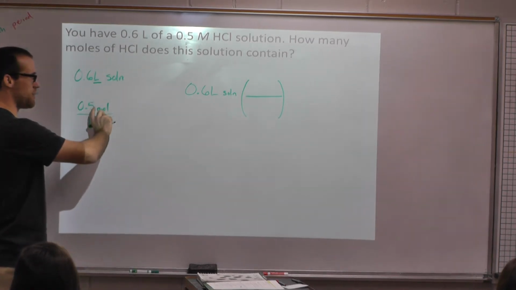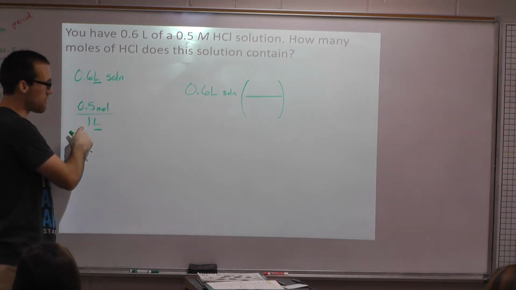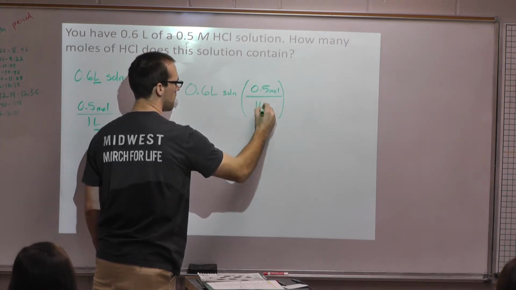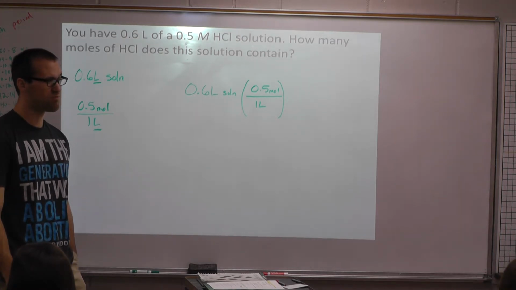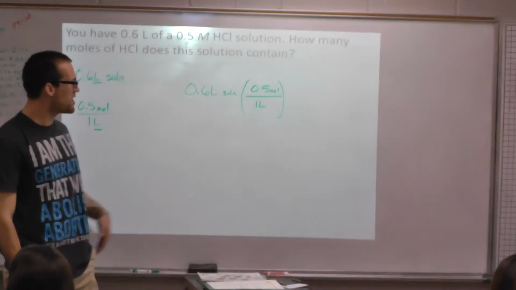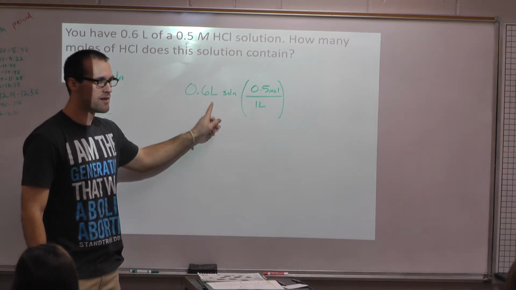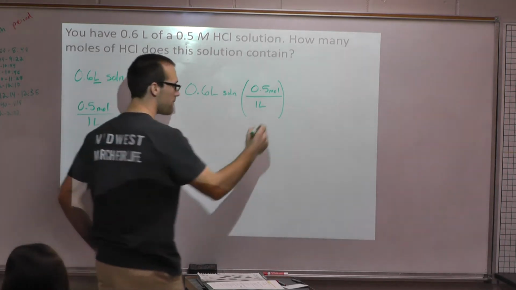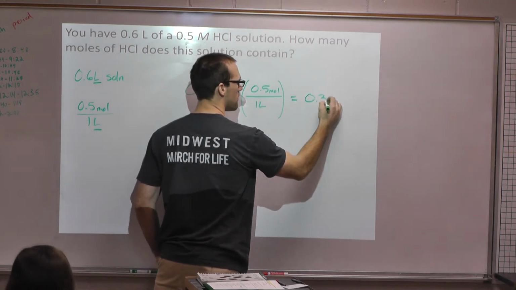Would I keep it as is? Would I flip it? What would I do? And I want liters to cancel out. Are we pretty familiar with conversion factors up to this point? Have we talked about unit cancellations? I know that the solution has half a mole for a liter, but if I don't have a liter, then I'm going to probably have less than half a mole, don't you think? Yeah, it's going to be 0.3, 1 sig fig.